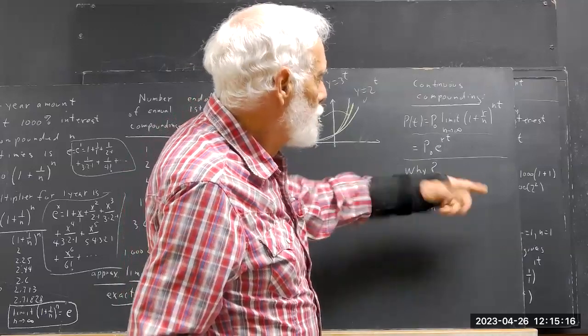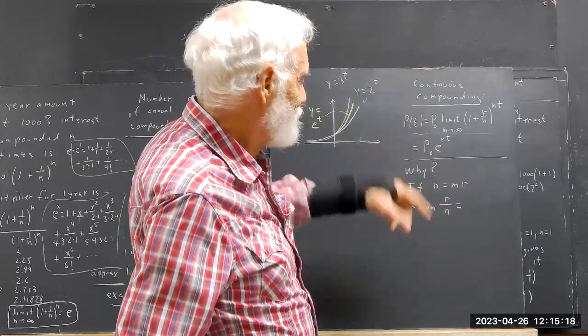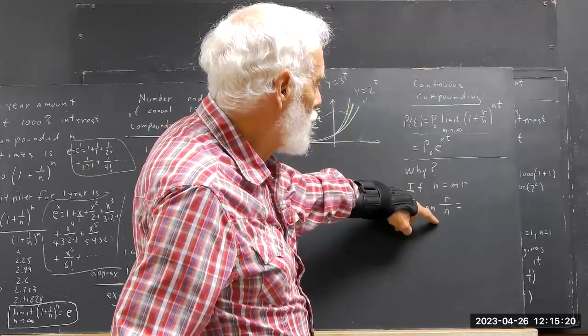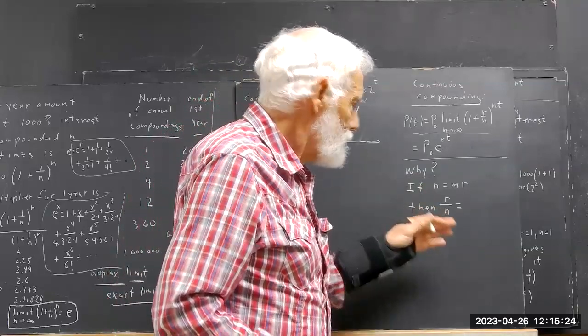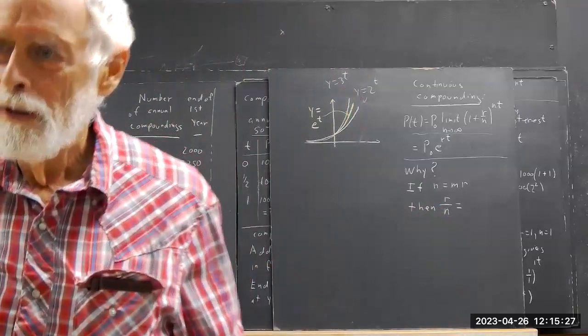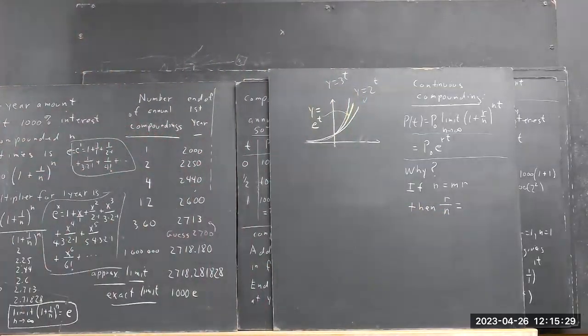Okay, if n equals mr, then what's r over n equal? Well, I'm going to let you write that out. Write that out and tell me how that simplifies.